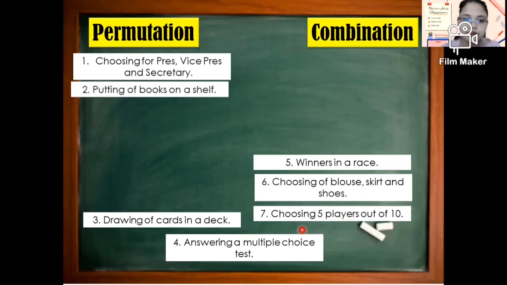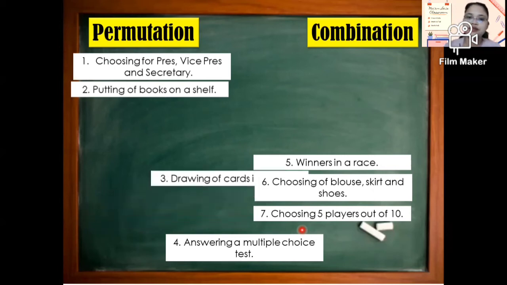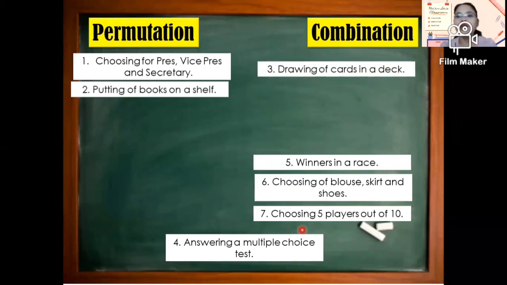Okay? Number 3, drawing of cards in a deck. Ibig sabihin, pagkuha ng card sa isang deck ng card. Okay? Is it combination or permutation? Yan. Yan po ay combination. Kasi hindi naman importante yung order. Hindi naman sinabi na kailangan kunin ang ace, tapos yung number 2, number 3, number 4. Basta sinabi na naman, drawing of cards in a deck. Pagkuha lang ng mga card sa isang set ng baraha. Okay?